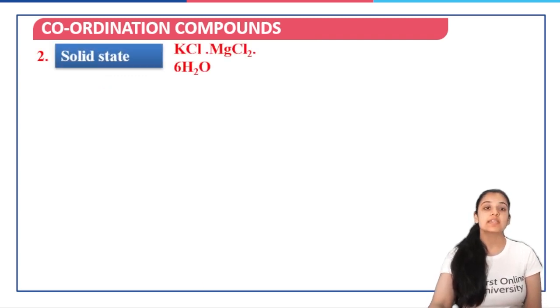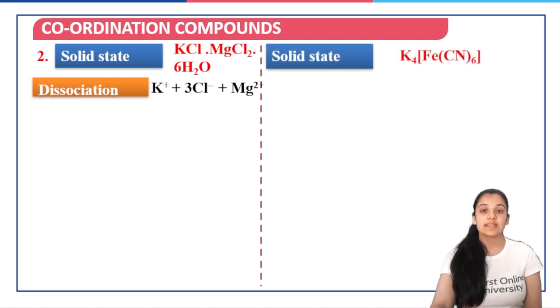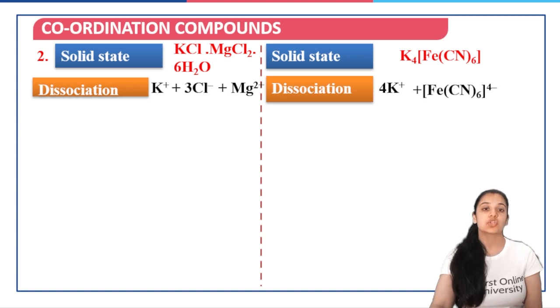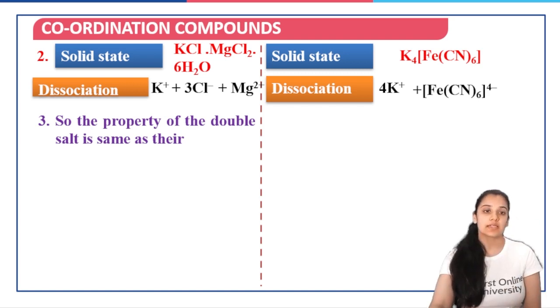Second difference is that if we talk about the solid state KCl.MgCl2.6H2O, then the dissociation will result in K+, 3Cl-, plus Mg2+. But if we take this compound, that is coordination compound in the solid state, on dissociation, we will get 4K+ plus [Fe(CN)6]4-. So even in the solid state, the dissociation will result in the same products. That is, double salts lose their identity and coordination compounds retain their identity.